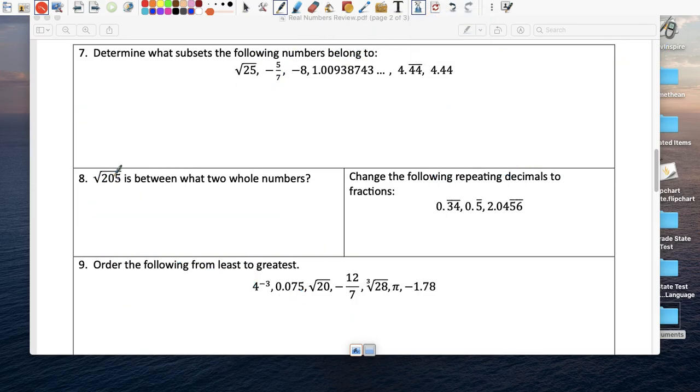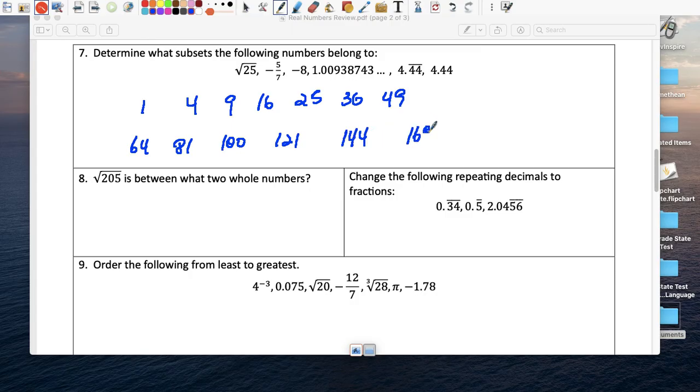Square root of 205 is between what two whole numbers? Well, let's list the perfect squares: 1, 4, 9, 16, 25, 36, 49, 64, 81, 100, 121, 144, 169, 196, 225.